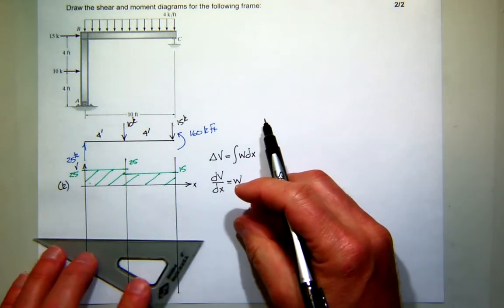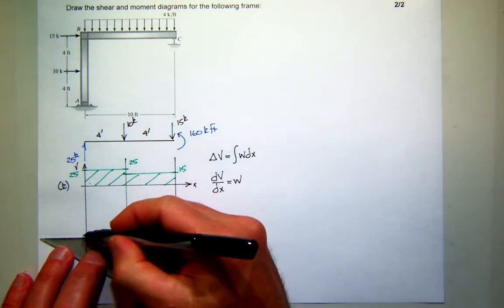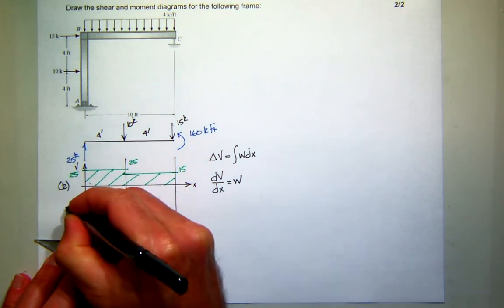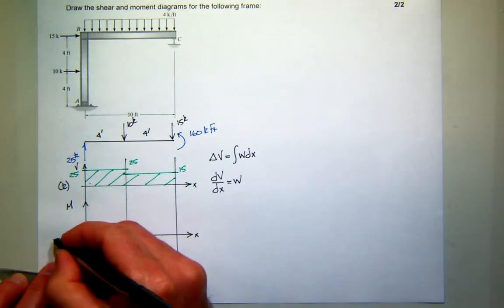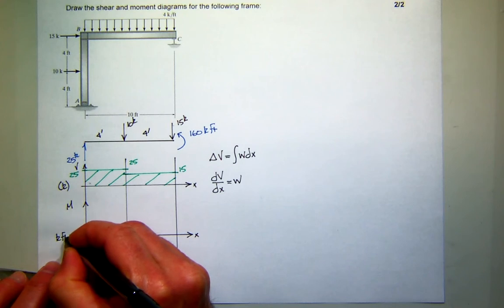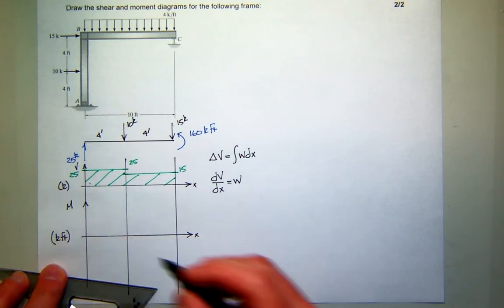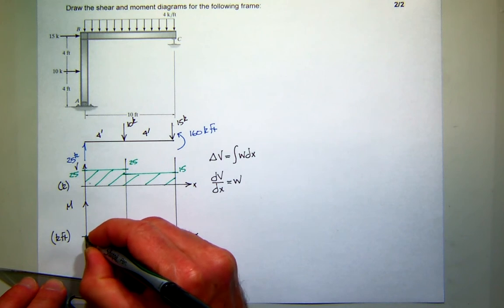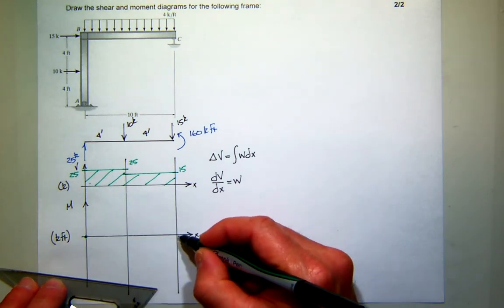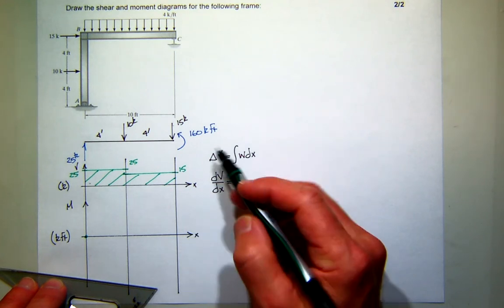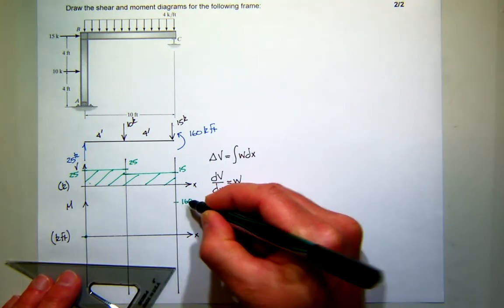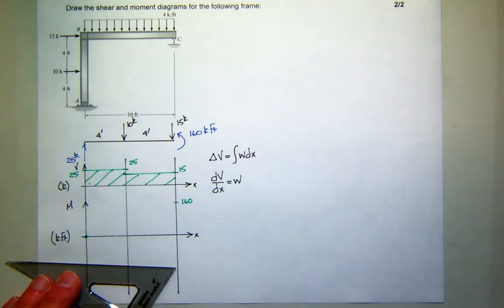Now what? On to moment. So here's the x-axis. There's my positive moment. Units of kip feet. What's the moment at A? 0. What's the bending moment at B? Positive or negative? The way I've drawn it here, positive. So I know where I'm starting. I know where I have to end. Let's see what it looks like in between.